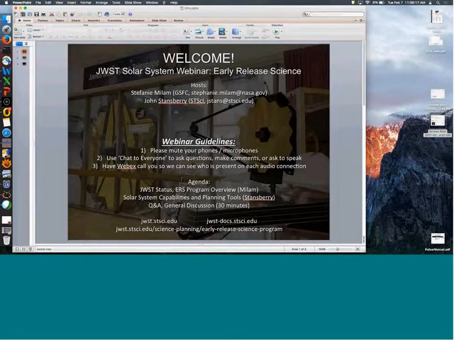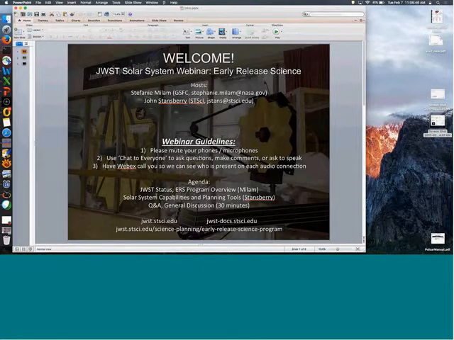Okay, so the agenda is, first we're going to start with a little project status and then an overview of the early release science program by Stefanie Milan. The ERS program is part of the director's discretionary time for JWST. So it's not coming out of your cycle one time per se. It's coming out of the director's discretionary pot.